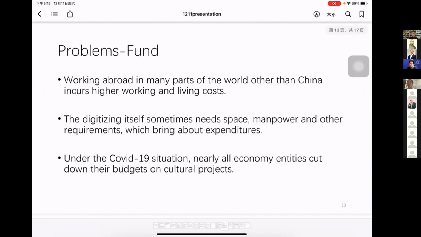And the third problem is funding. Funding is always important, and working abroad in many parts of the world other than China incurs higher working and living costs. The digitizing itself sometimes needs space, manpower, and other requirements, which bring about expenditures. Under the COVID-19 situation, nearly all economic entities cut down their budgets on cultural projects.